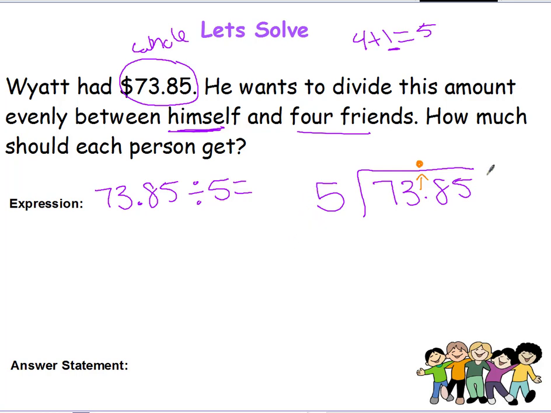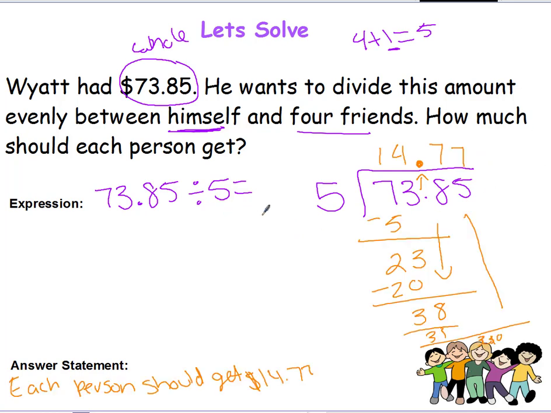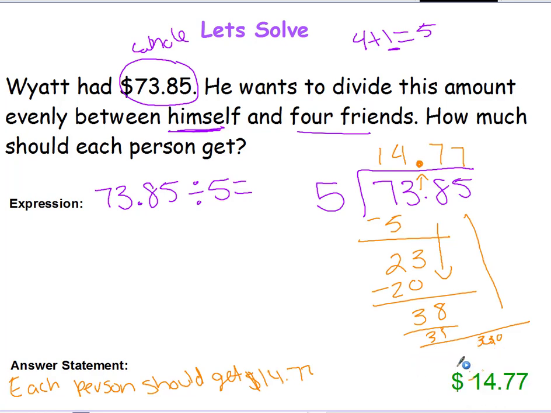Go ahead and pause the video, divide it yourself, and then click play once you have an answer. Okay, you should have gotten $14.77. So each person should get $14.77. If you got it right, you can move on. If you got it wrong, then look at my math problem and match it with yours and see where the mistake was.